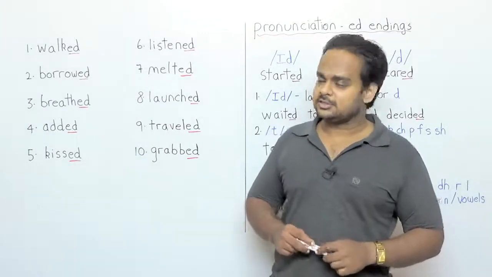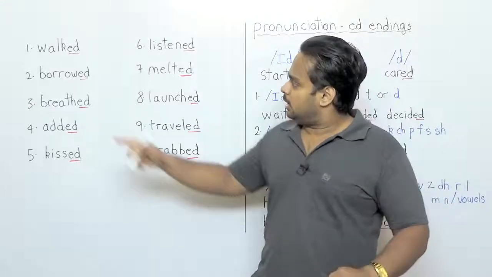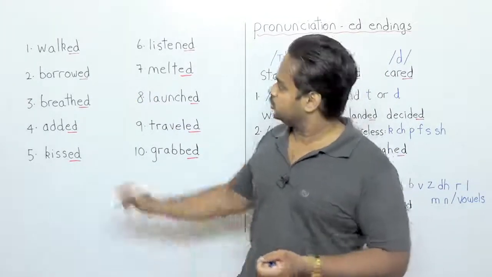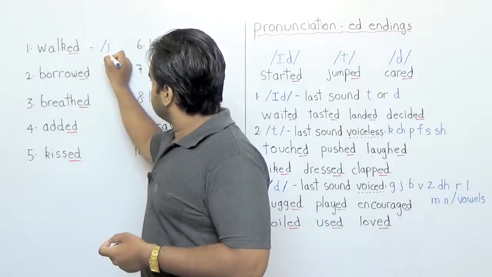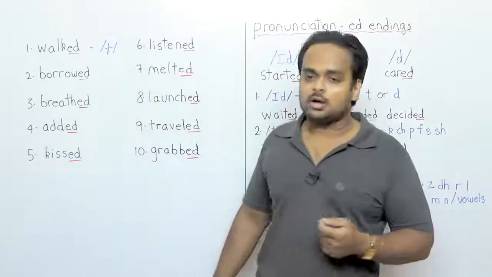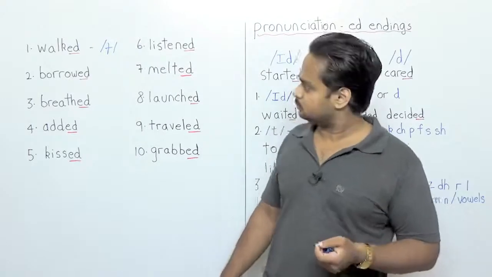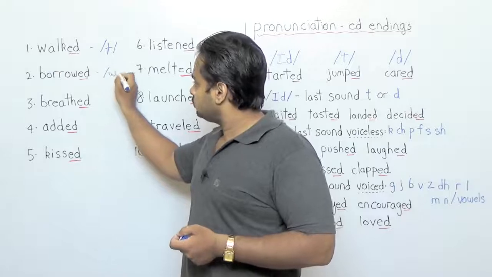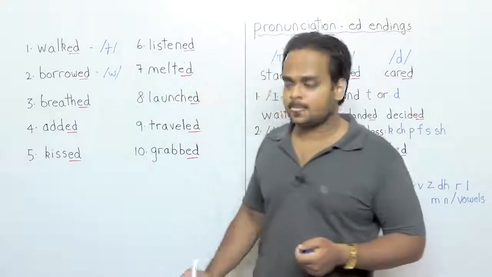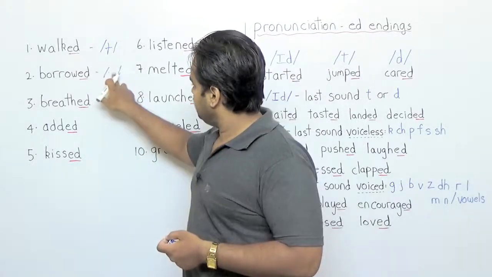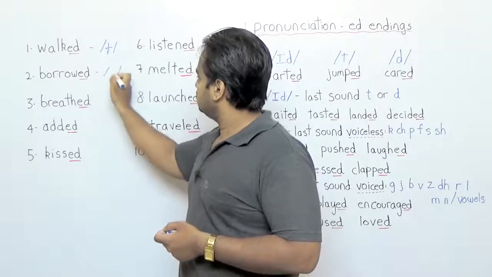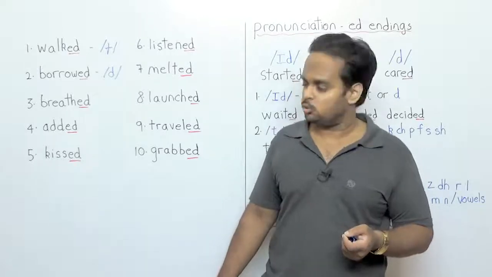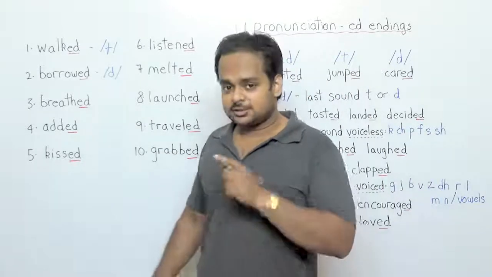All right, let's discuss the answers. In number one, the last sound is k, which is unvoiced, so the ed ending is pronounced t. Walked, walked. In number two, the last sound is w, which is voiced, so the ed ending becomes d. Okay, so borrowed, borrowed.